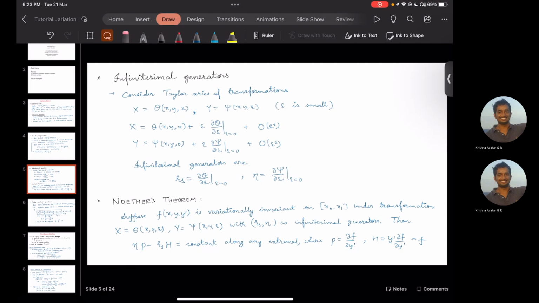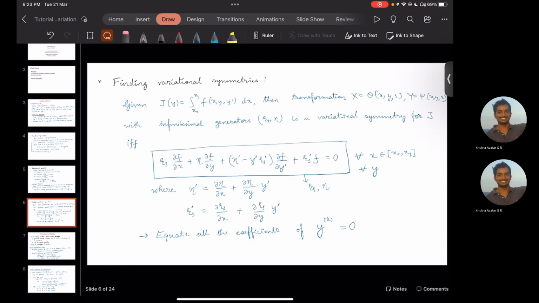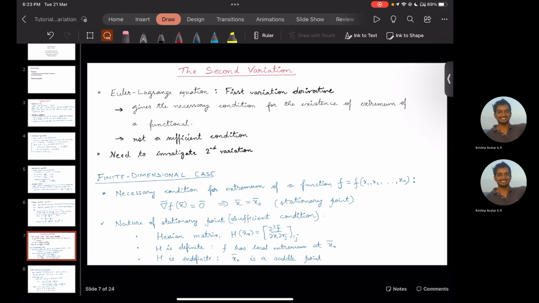Okay. So now let's move on to the next topic in our review process. This is the second variation. Now I'll ask, why do we need the second variation? Before I explain it to you, let's first review the meaning of the Euler-Lagrange equation.